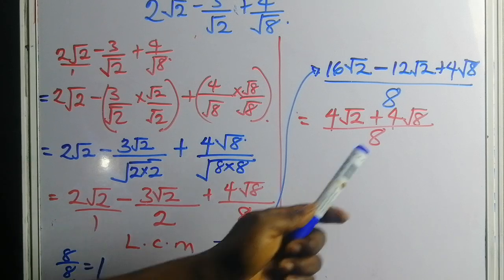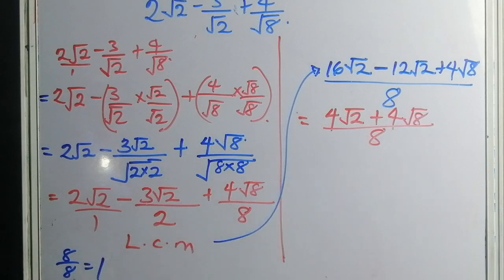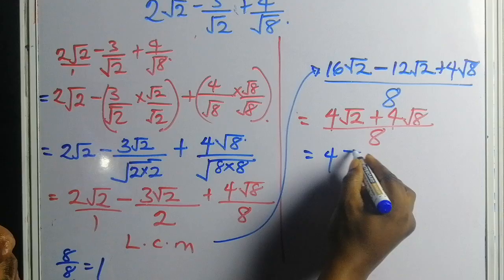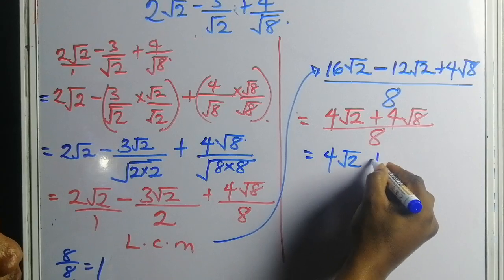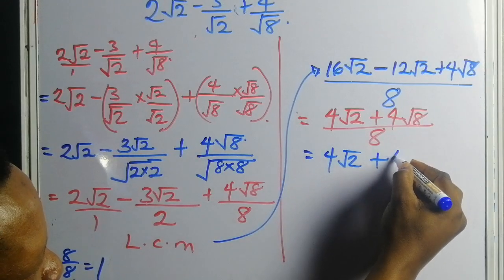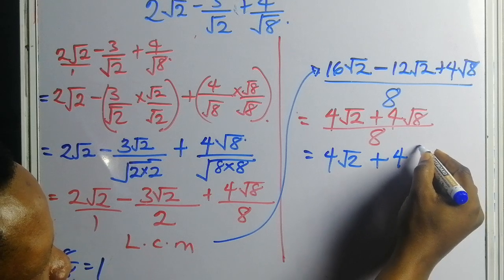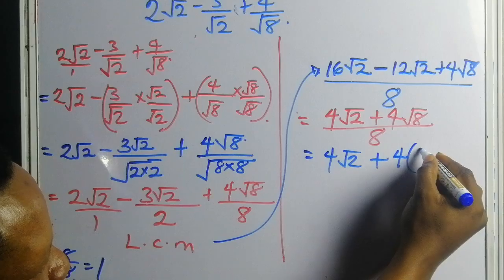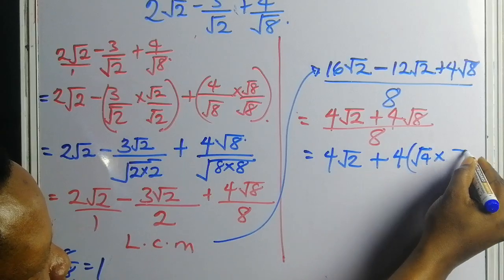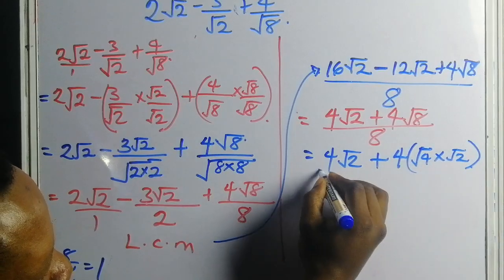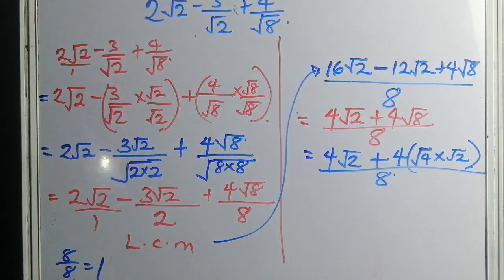Okay? Now, this one is the same thing as saying 4 times 2, 8. And I know the square root of 4 is what? 2. So don't let me jump step. So this one is the same thing as saying, equals 4 root 2. I'm using different colors so that you can know the steps easily. This one is the same thing as saying, open a bracket, root 4 times root 2, over 8. You see, it's very simple.